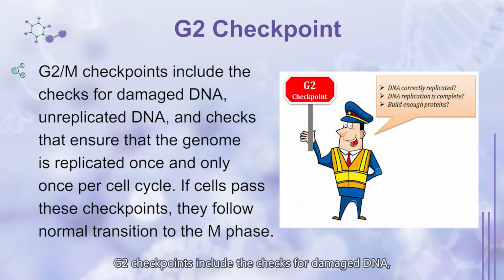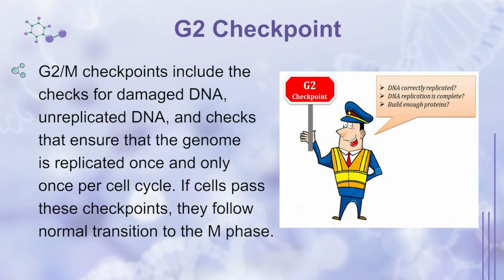G2 checkpoints include the checks for damaged DNA, unreplicated DNA, and the checks that ensure that the genome is replicated once and only once per cell cycle. If cells pass these checkpoints, they follow normal transition to the M phase. At this stage, the cell will check DNA integrity. Is any of the DNA damaged? DNA replication: was the DNA completely copied during S phase?